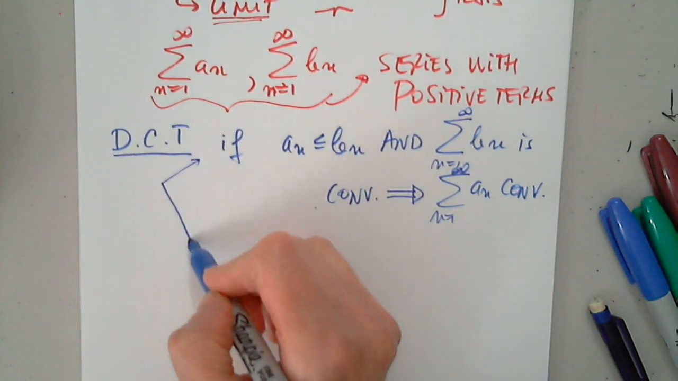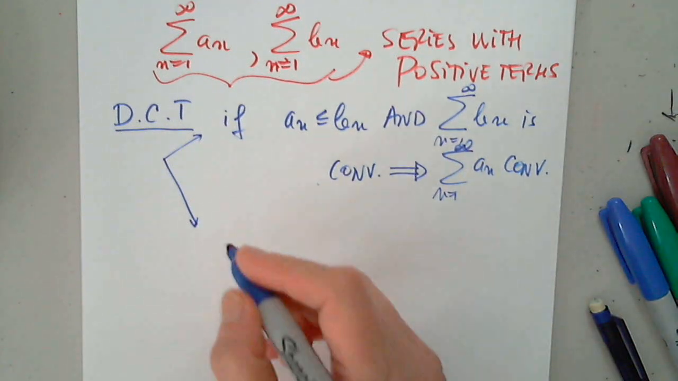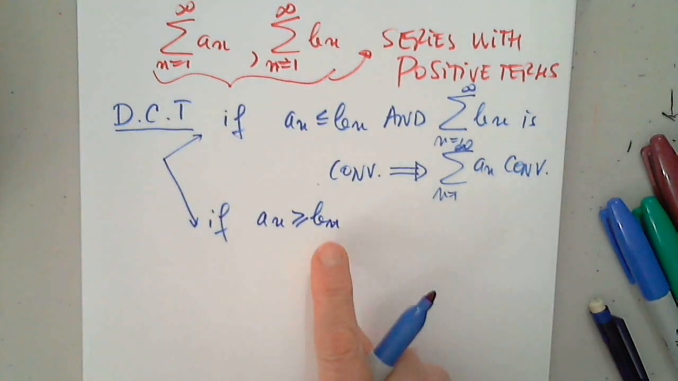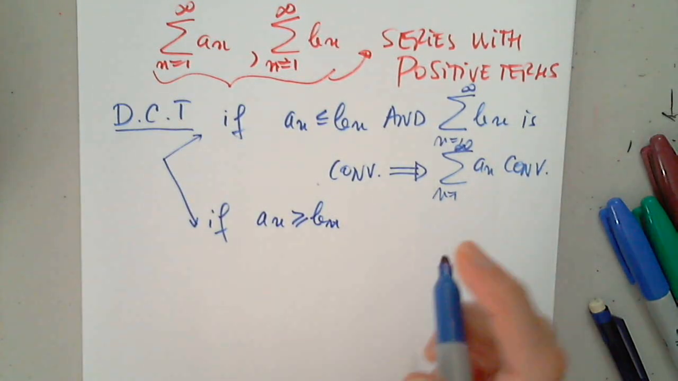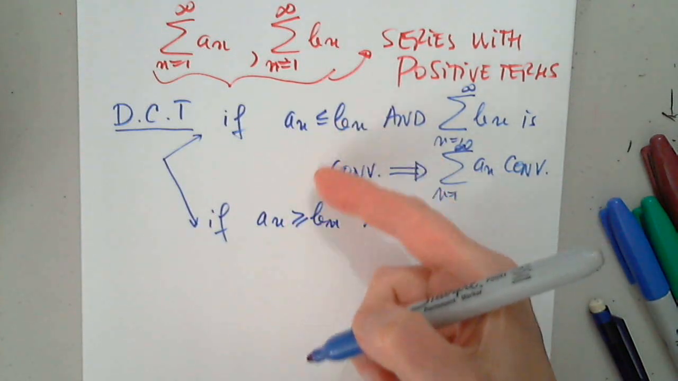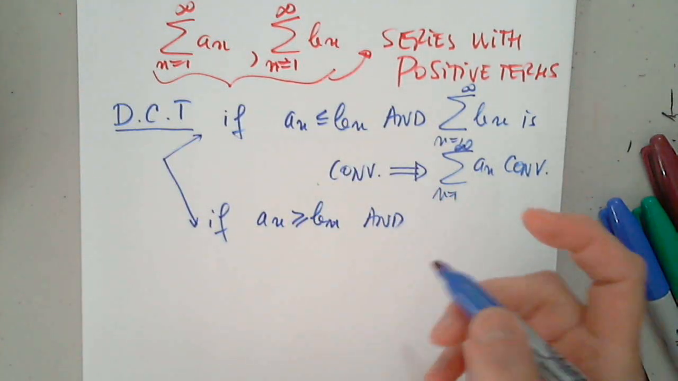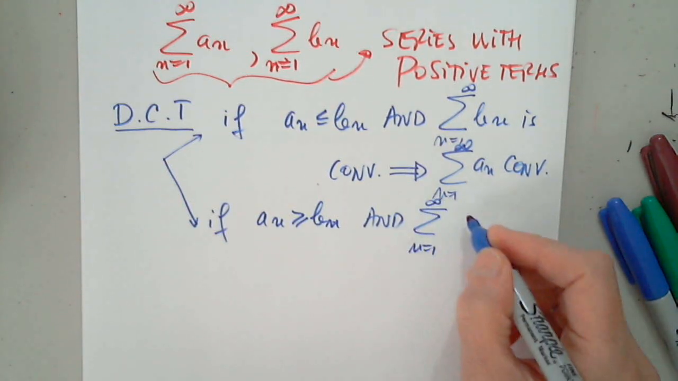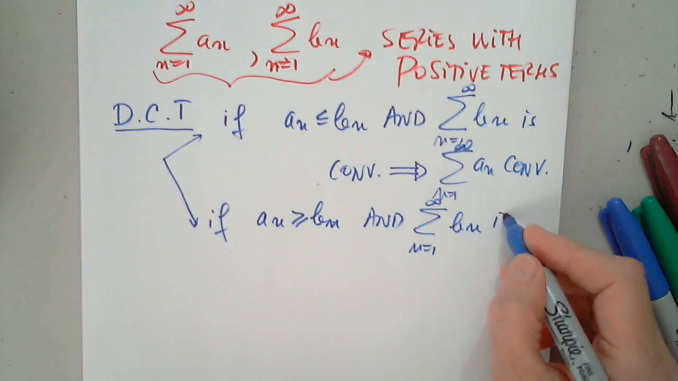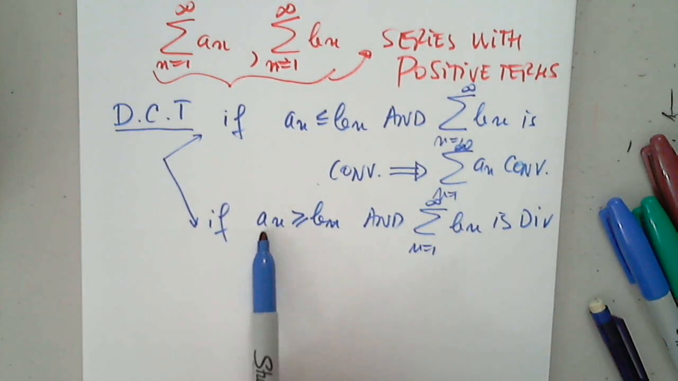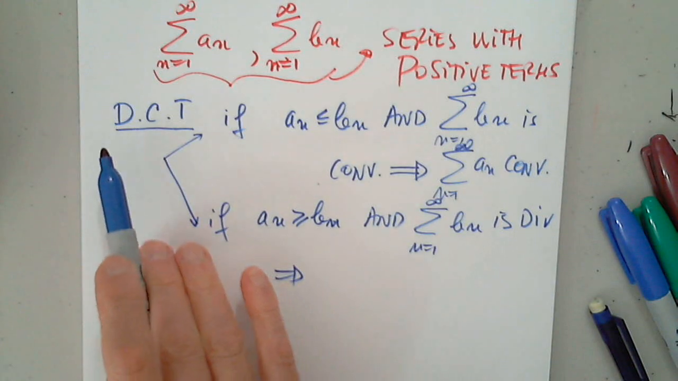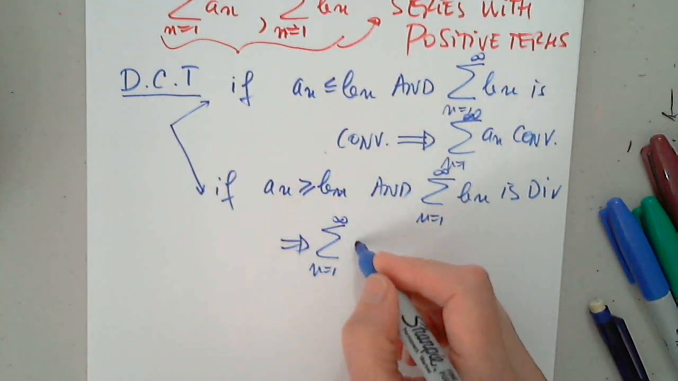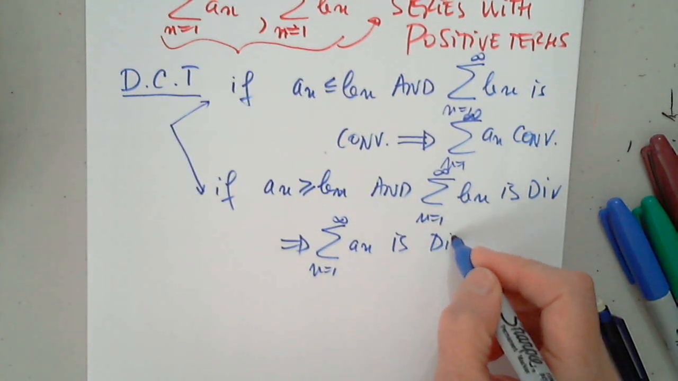Also, the direct comparison test says this: if I have this relationship, and notice that it's not the same, it's the opposite, and the small one, the series n equals 1 to infinity of Bn, is divergent, then by the direct comparison test, the infinite series of a sub n is divergent as well.